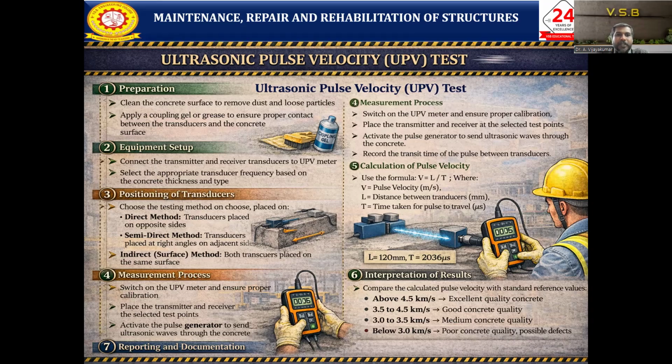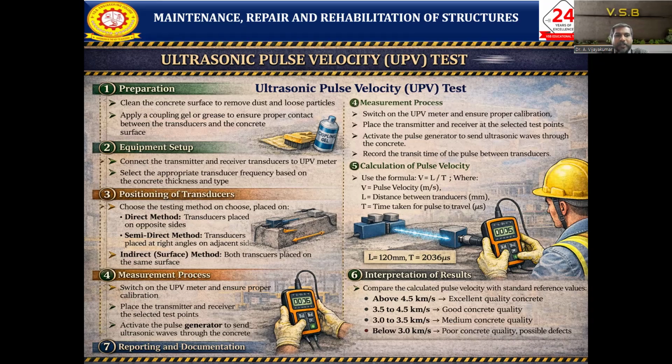To connect the transmitter and receiver in the UPV meter, we need to keep them based on the position, and select the appropriate transducer frequency. We showed 3 to 5 kilometers per second. That is the frequency we need to set, based on the concrete thickness and type.